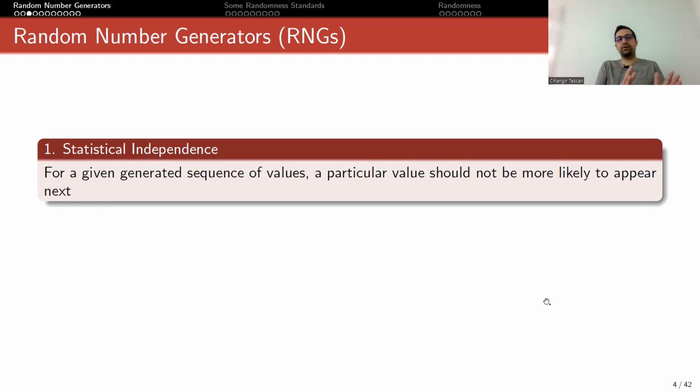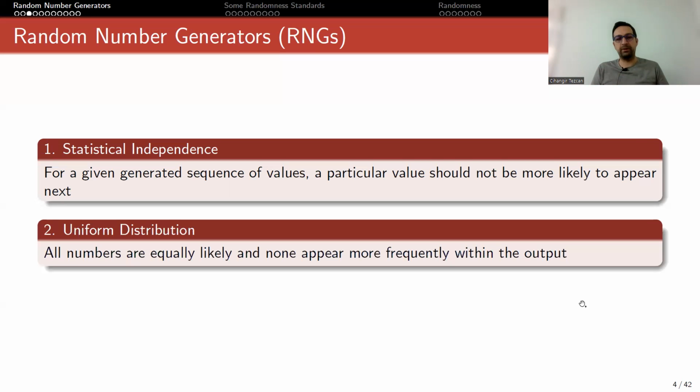So for instance, you have a random number generator, and it produces the bit 1 100 times consecutively. Still, you should not be able to guess the next one. I mean, you can say that, okay, this produces 1 a lot of times, maybe the next one will be 1, but still statistical independence says that the next bit has the probability 1/2 of being 0 or 1. Uniform distribution. All numbers are equally likely and none appear more frequently within the output.